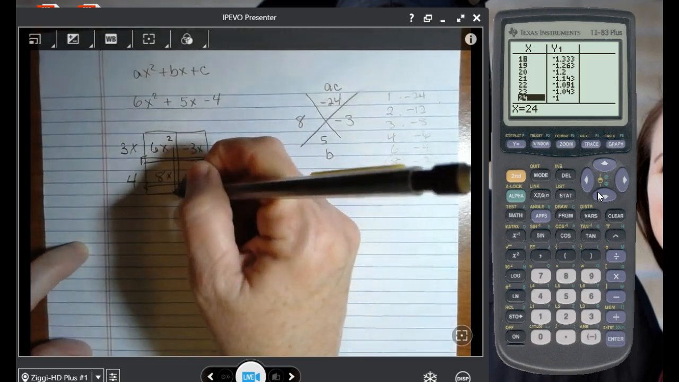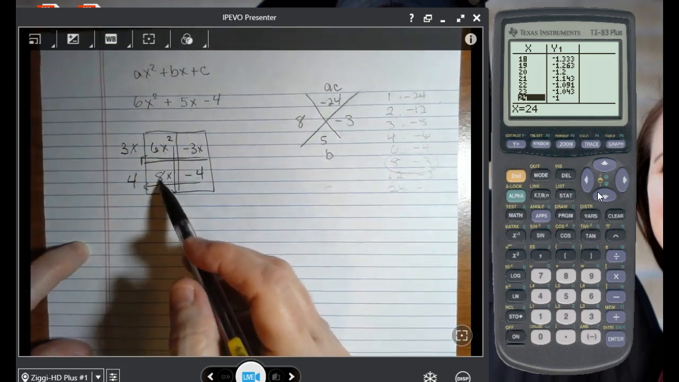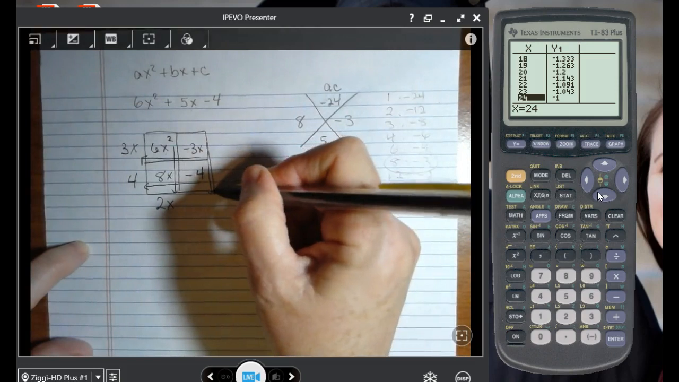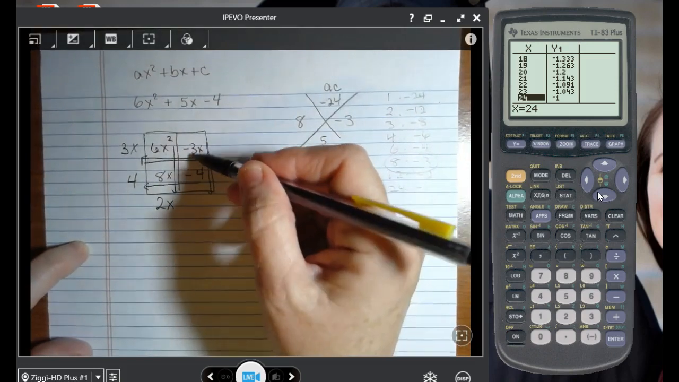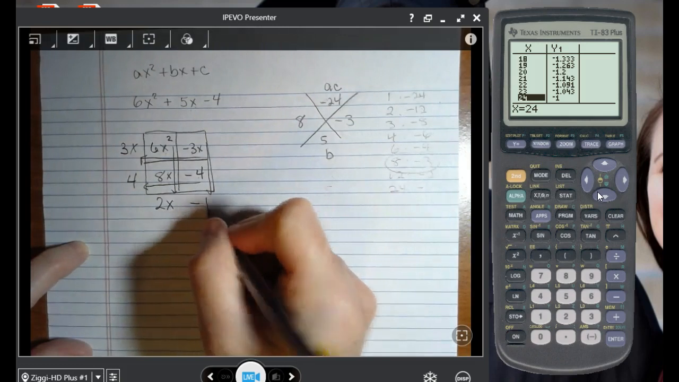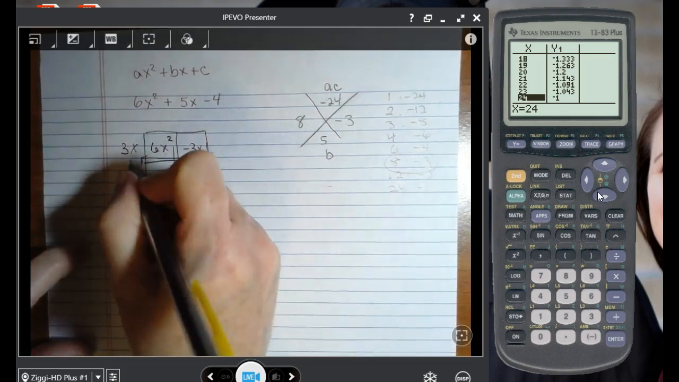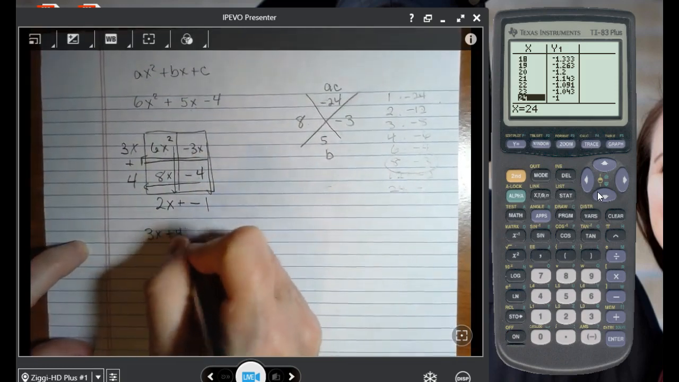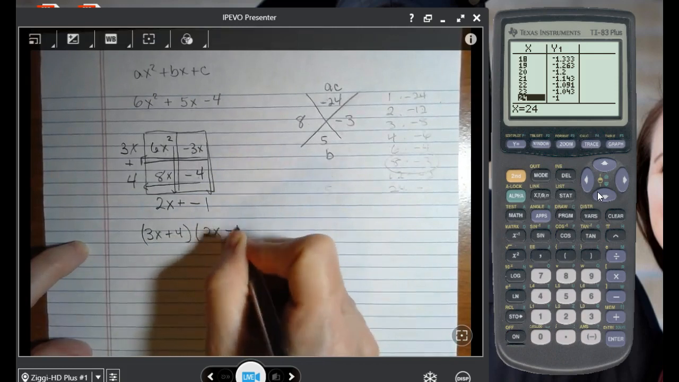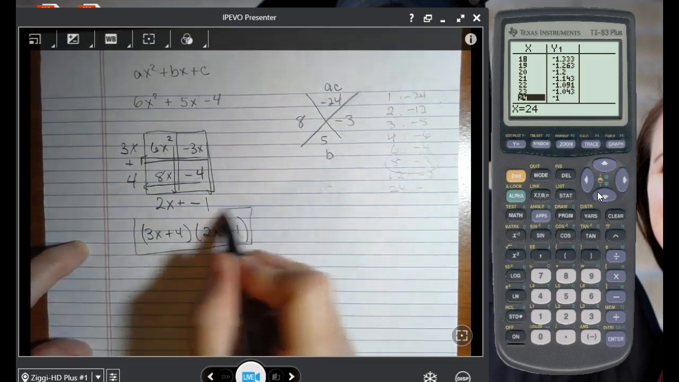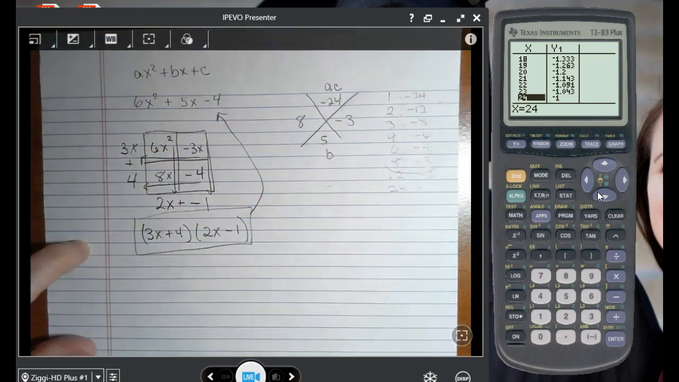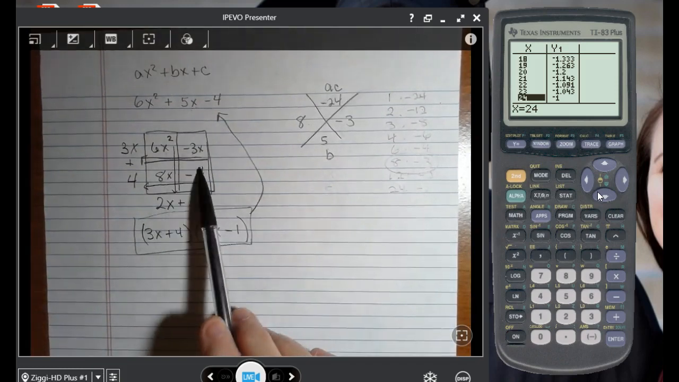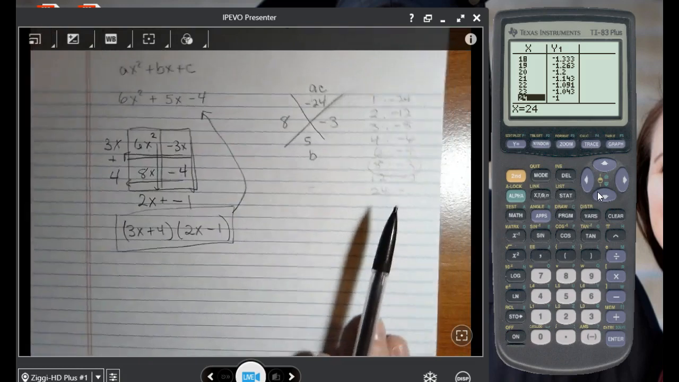I'm going to look at this column. And it looks like I can factor a 2x out of both of those. And then here, I can factor really just a negative out, or a -1. Okay. So 3x plus 4 times 2x minus 1, and this should be the factor of our original quadratic expression. Now you should be able to multiply this back and get this up here. If not, then we did something wrong.